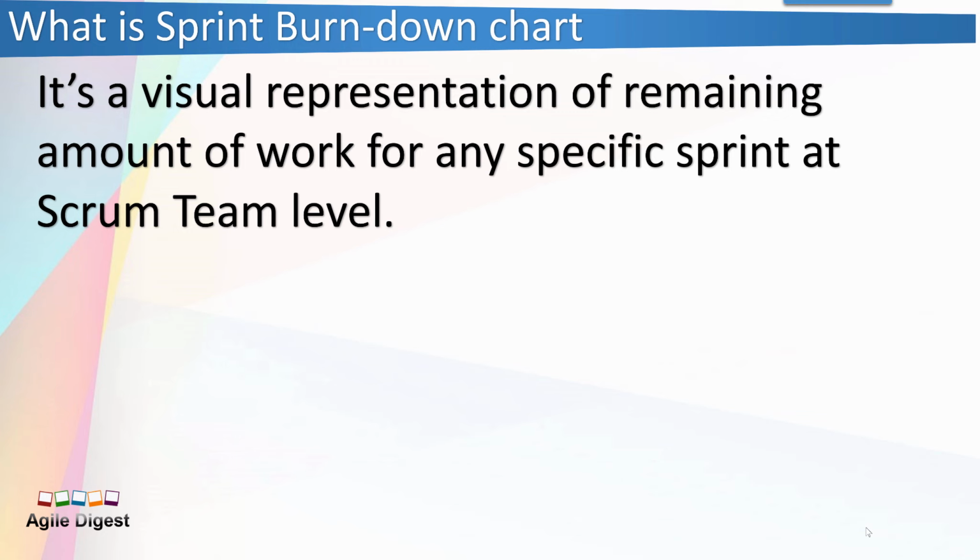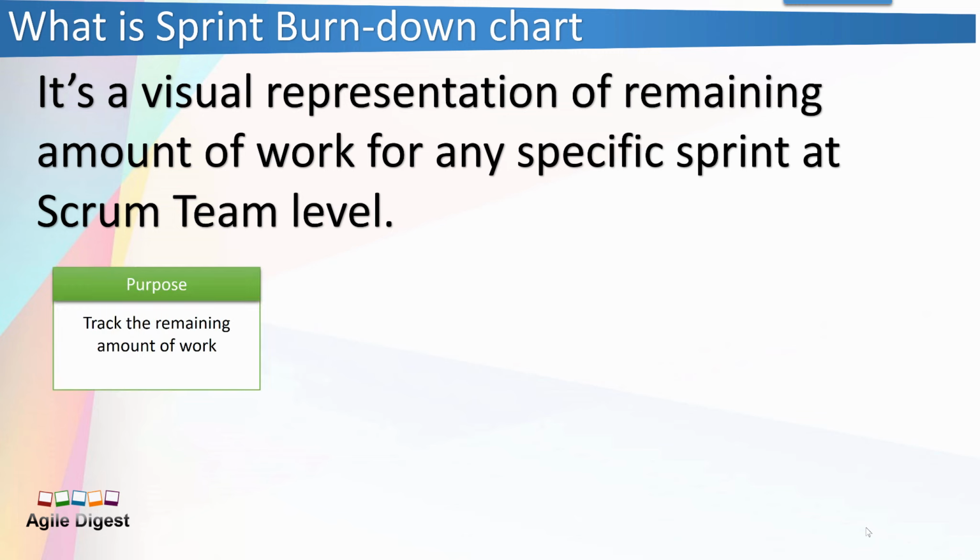So what is a sprint burndown chart? It's actually a visual representation of the remaining amount of work for any specific sprint at Scrum team level. What that means is, if you have a Scrum team and your sprint duration is 10 days, a 2 weeks sprint, then at any given point of date within the sprint you can gauge how many total hours of work, or how much total amount of work, is remaining.